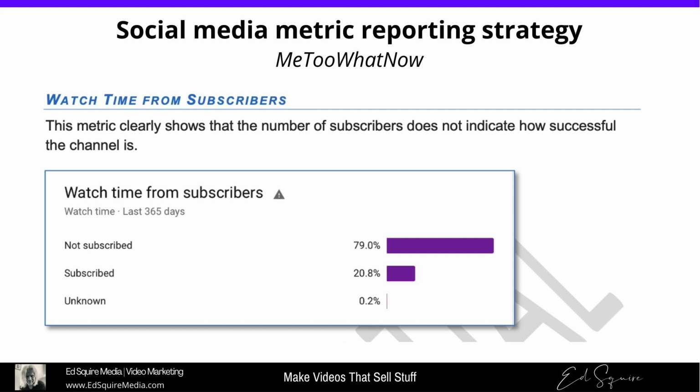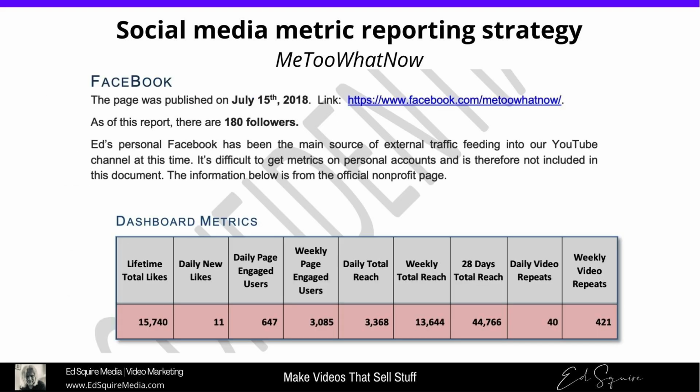I created my own dashboard metrics. So what you're looking at here is just a screenshot of an entire spreadsheet that I had. I wanted to know what were the total lifetime likes, what were the daily likes, what was the daily page engaged users, and on it goes. So this was a spreadsheet that tracked all this stuff, so I could look at it and know what is working, what is not, what were video repeats, what was the 20-day total reach.